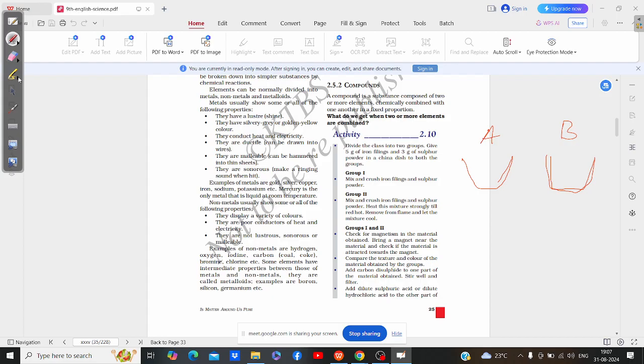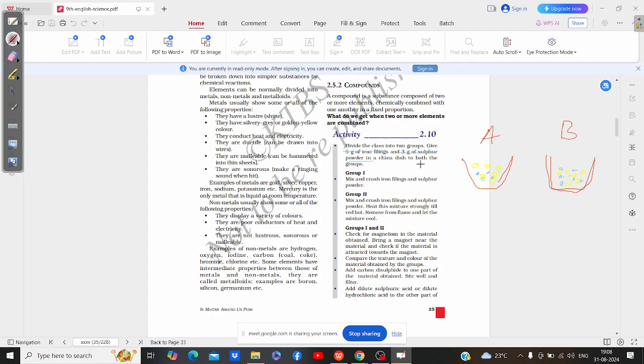They have given 5 grams of iron filling as well as 3 gram of sulfur powder in the china dish to both of the groups. This is 5 grams of iron fillings, I'm mentioning here, and along with this we have to add 3 gram of sulfur powder.